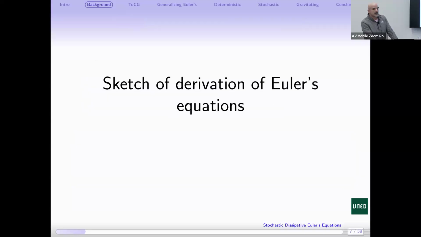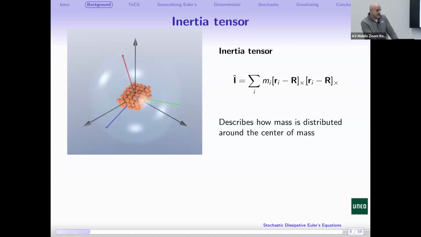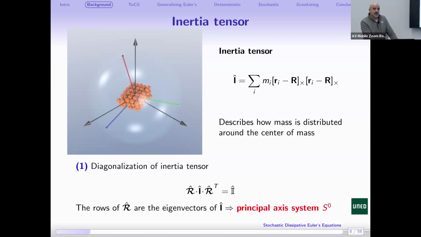So I'm going to present a sketch of the derivation of Euler's equation, mainly to introduce the concepts and the notation. The inertia tensor is a tensor which is constructed from the positions of the particles in the body, and that somehow describes how the mass of the body is organized around the center of mass. It is a symmetric tensor. It's positive definite. It can be diagonalized, and this was the first step of Euler, with the help of an orthogonal matrix, a rotation matrix.